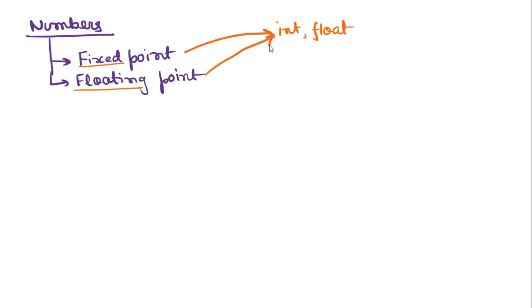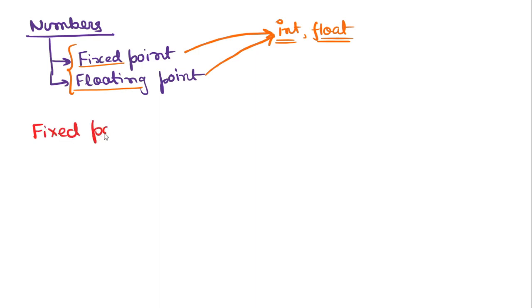floating point will also be capable of representing integers and floating points. Both of them are just ways to represent any number. Okay, it can either be integer or it can be float. So let's start our discussion with fixed point representation.